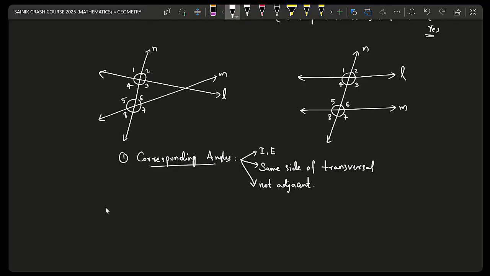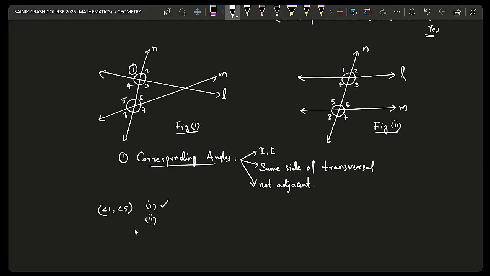First I am checking angle 1 and angle 5. You can take either figure number 1 or figure number 2, your wish. Let us say this is figure 1 and this is figure 2. In both figures N is a transversal. Now in figure 1, let us check 1 and 5. Is this pair corresponding angles or not? 1 is which type of angle? Exterior angle. 5 is which type of angle? Interior angle. So is the first condition satisfied? What is the first condition? One interior, one exterior: satisfied.